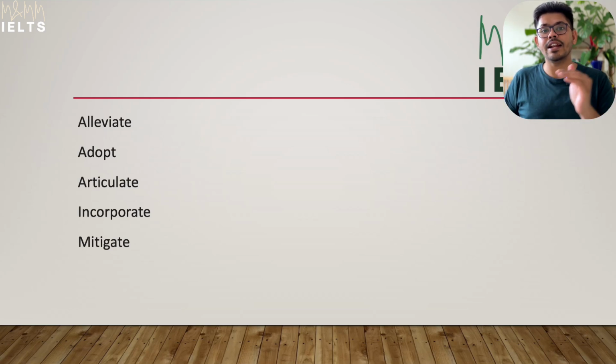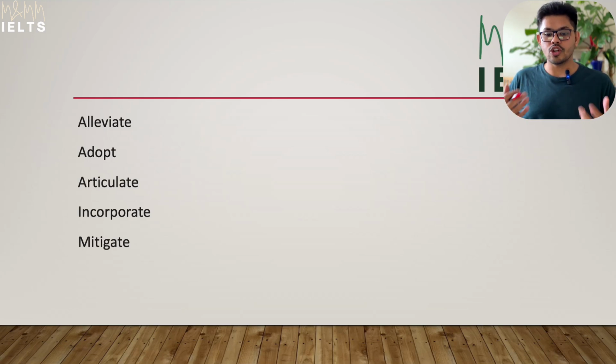Alleviate means to make it less severe. For example, the doctor gave me medicines to alleviate the pain in my body. So to make it less intense, less severe. These two words sound similar, but their meaning and their usage is absolutely opposite.